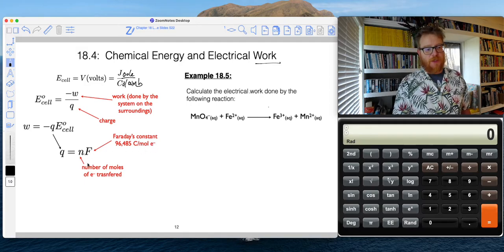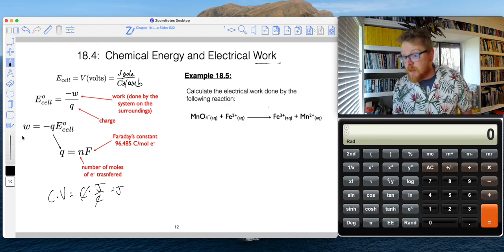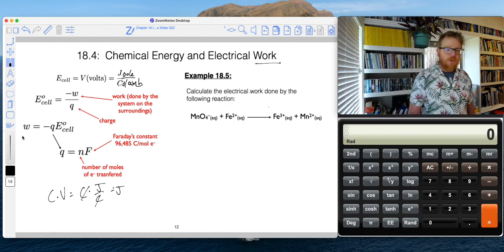You can see with the units here, this N is moles of electrons, and this is coulomb per mole of electrons. So the moles of electrons cancel, and we'll have a coulomb times a volt, which is the same thing as a coulomb times a joule per coulomb, and that just gives me joules that I need for work. Okay, so here's an example.